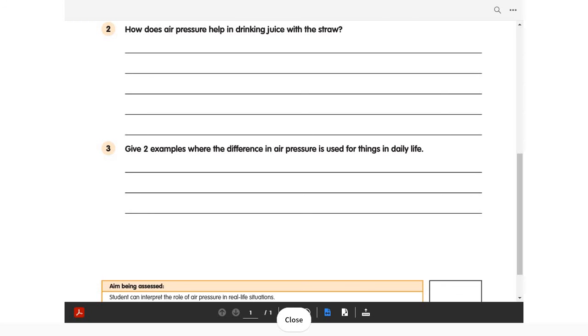There are many examples where the difference in air pressure is used for things in daily life. So, your answers may vary. Don't copy the answer. This is the sample answer. Air pressure is used to fill water gun and vacuum pumps. Okay. Some more examples where the difference in air pressure is used for things in daily life are pistons, sprinklers, cisterns, syringes and droppers. Okay.